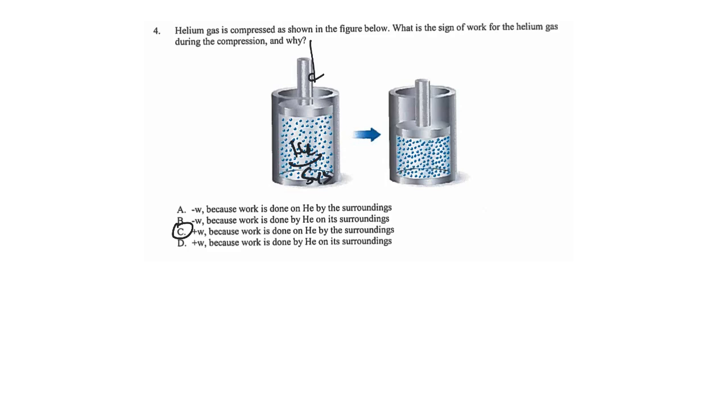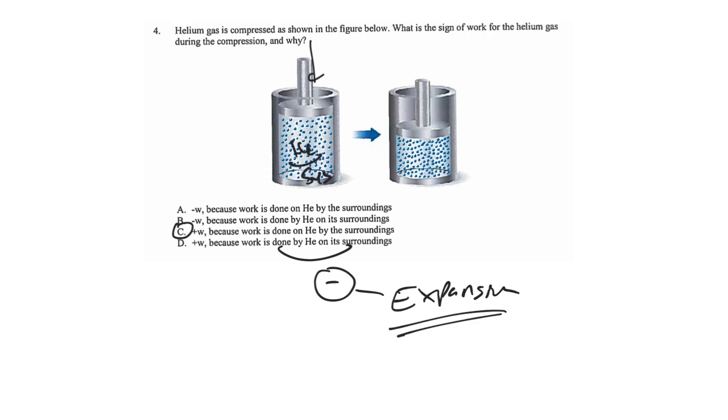If work is done by helium on the surroundings, this would be a negative sign for W. If work is negative for a reaction, that would be the explanation that helium is working on the surroundings. That would have to lead to an expansion of the helium, not a contraction. So if the container expands, the work sign would be negative because helium would then be working on the surroundings.